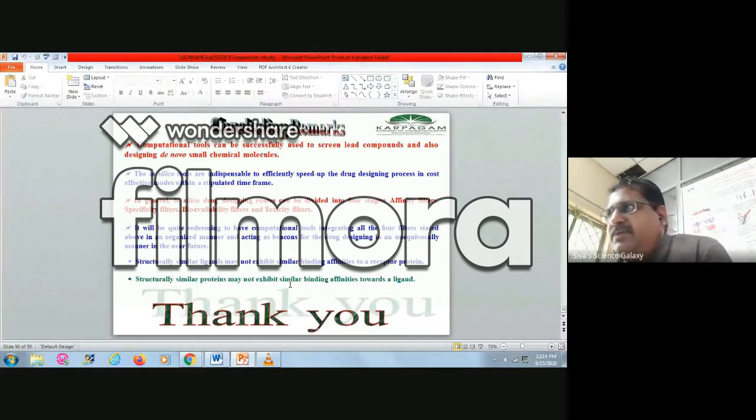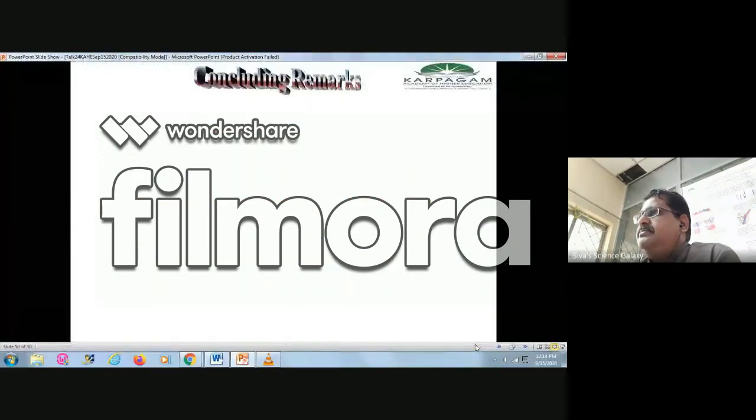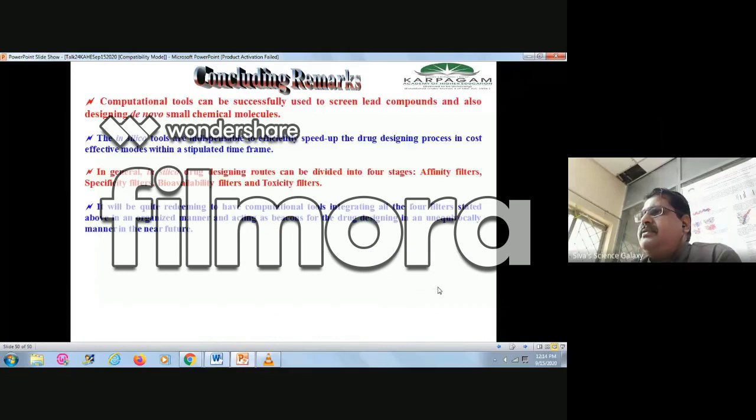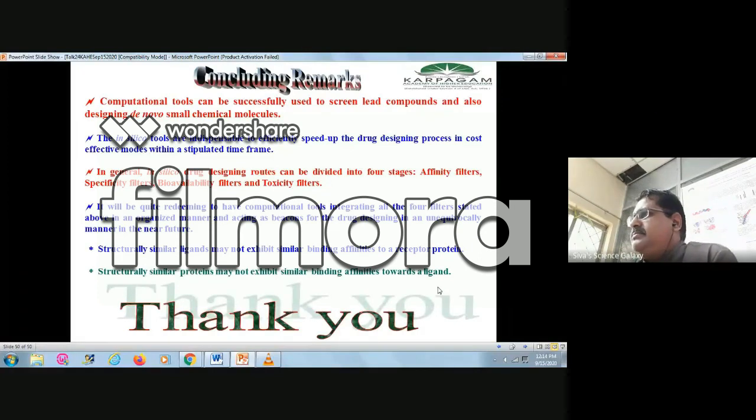Okay, now I come to the concluding remarks. I will just read the conclusion. So the computational tools can be successfully used to screen the lead compounds and also to design de novo small chemical molecules. The in silico tools are indispensable to efficiently speed up the drug designing process. So computational tools are very important to speed up the drug designing process, to screen the lead compounds as well as to design the compounds.